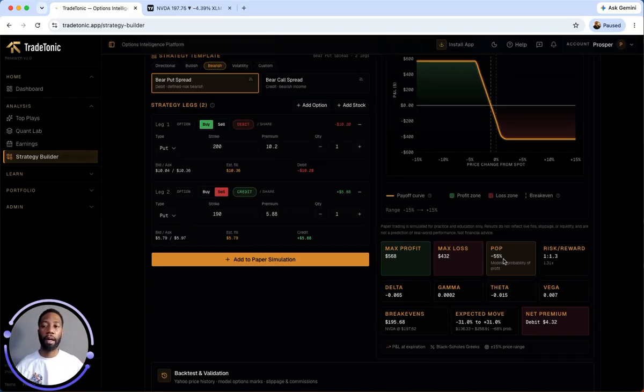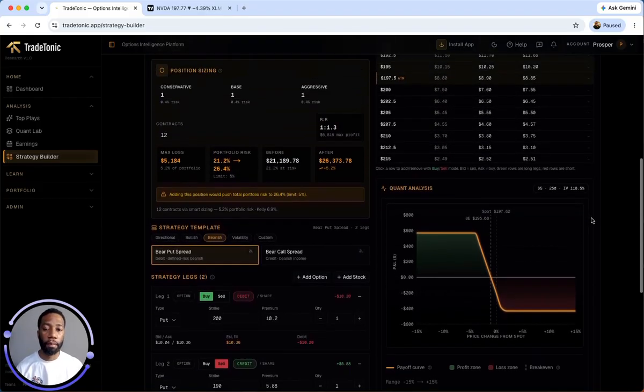You want to think about it from a batting average standpoint, especially if the risk reward is greater than 1. The max profit on this particular trade is $568. We're risking $432, and so the risk reward is 1.3 to 1. That's the bear put spread.